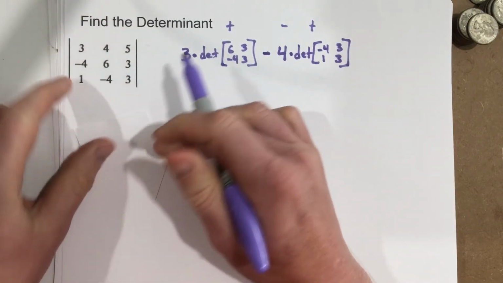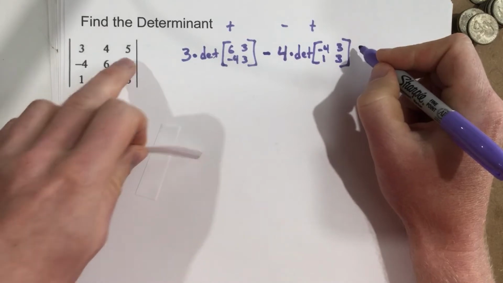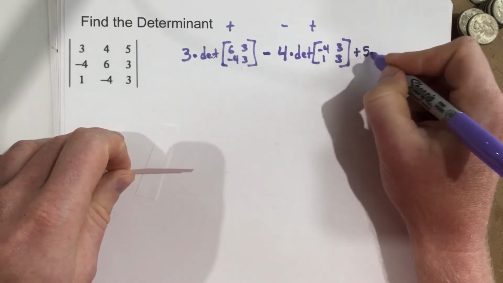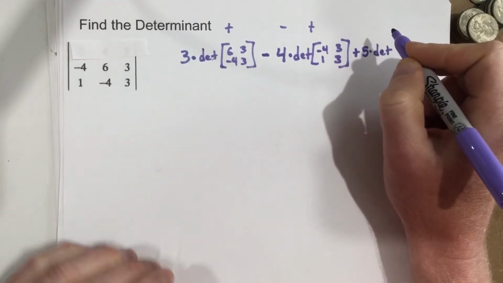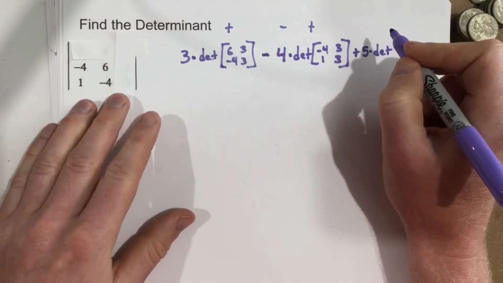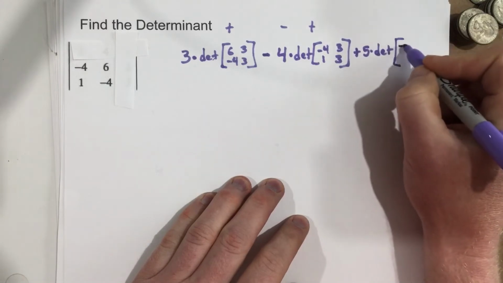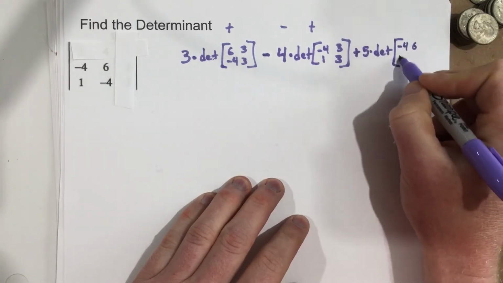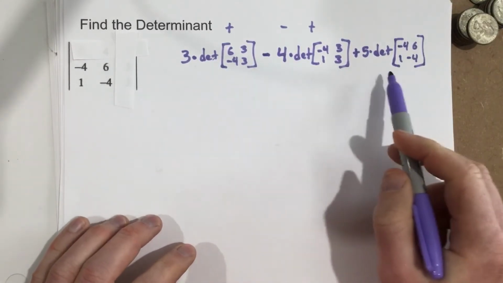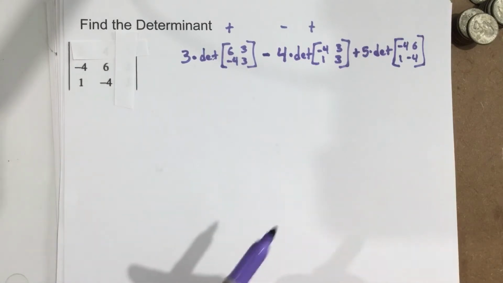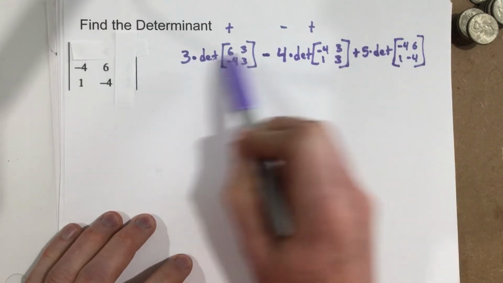And then we're going to go to the third element, which is 5, top right corner, and that would be the first row. Because it says plus, don't change that sign. So we're just going to say plus 5 times the determinant of a 2 by 2 matrix. We blank out row 1 and column 3. And the 2 by 2 matrix that we use there is negative 4, 6, and 1, negative 4. And so this is how we come up with the determinant for the 3 by 3. We basically break the 3 by 3 down into 2 by 2s multiplied times numbers from the top row.